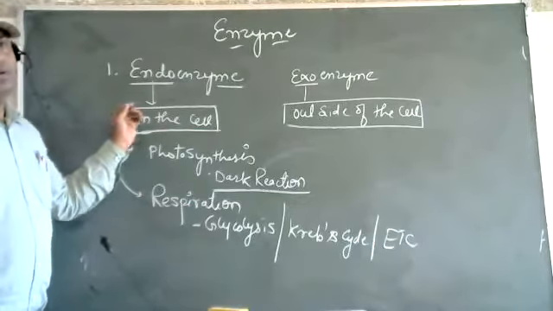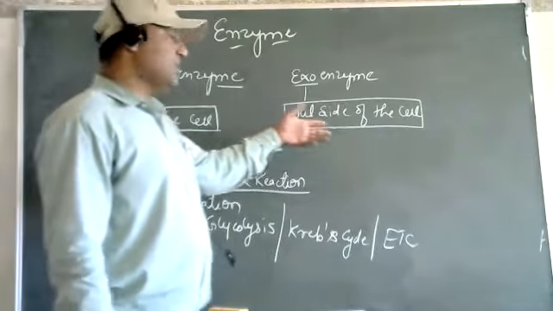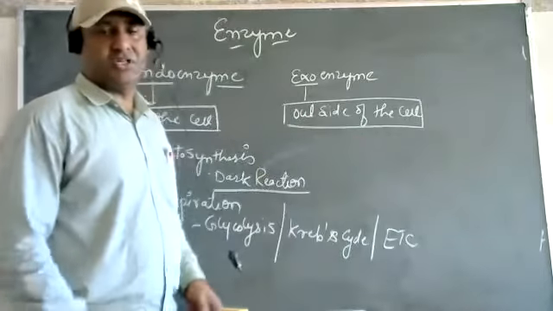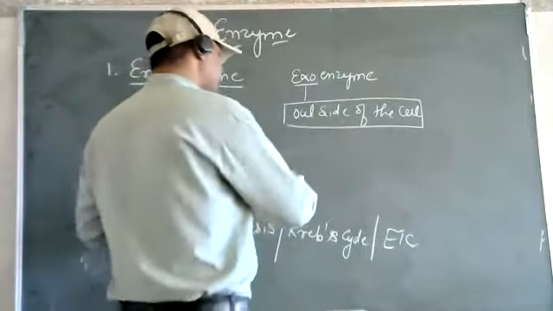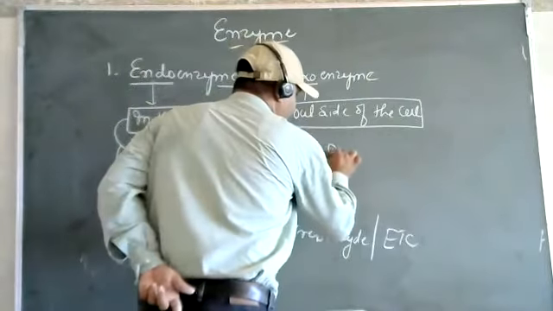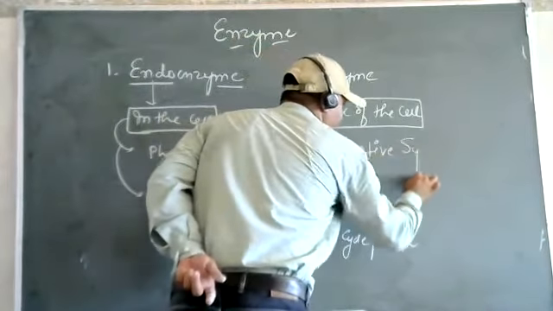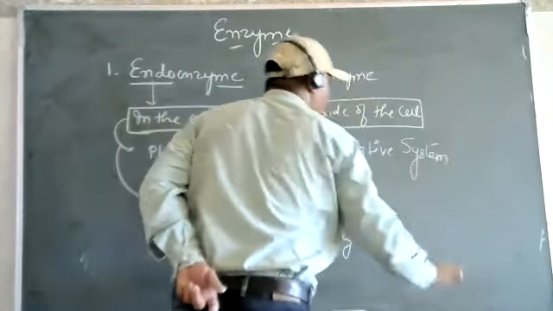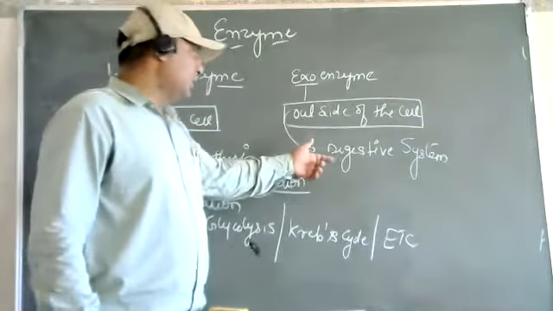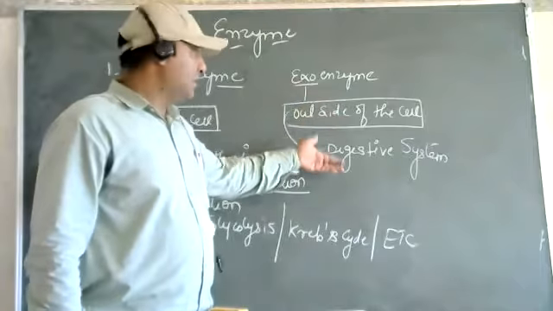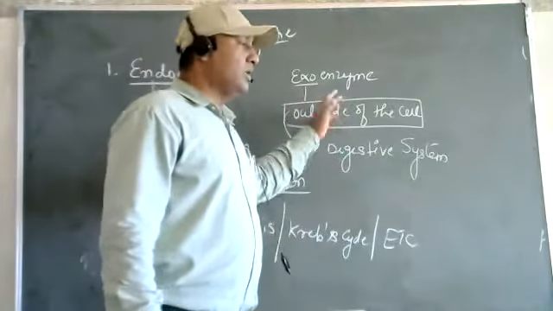Very simple. Second, we take the exoenzymes: the enzymes which work or are present outside the cell. Some enzymes are essential for digestion of food, so they are called exoenzymes. The enzymes present in the digestive system are exoenzymes, because they are outside of the cell. That's why we call them exoenzymes, like pepsin, trypsin. All are exoenzymes.